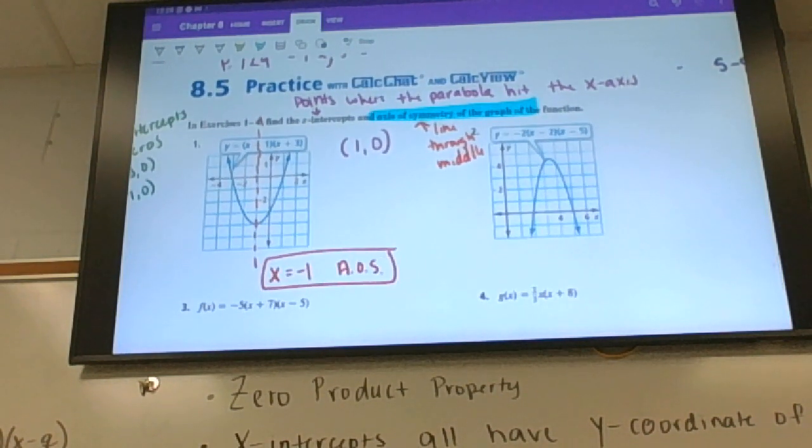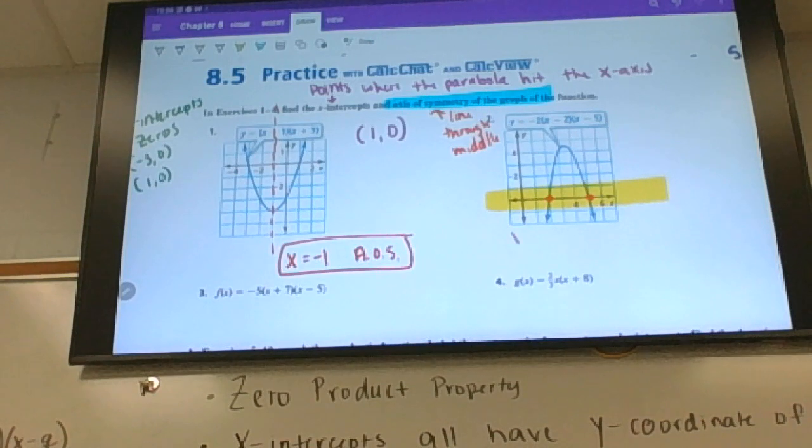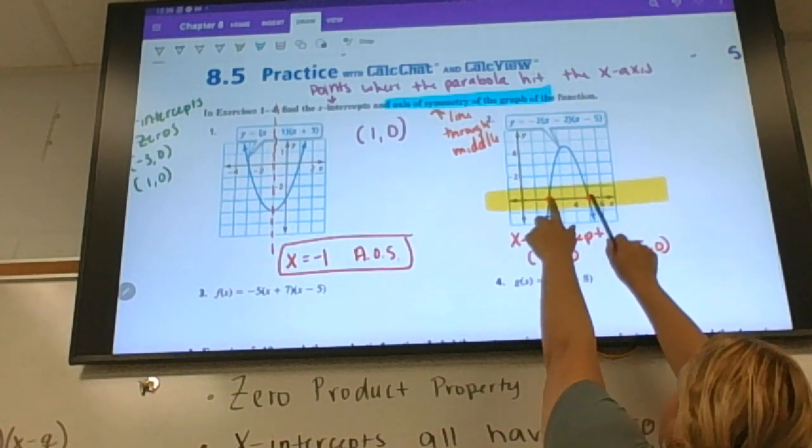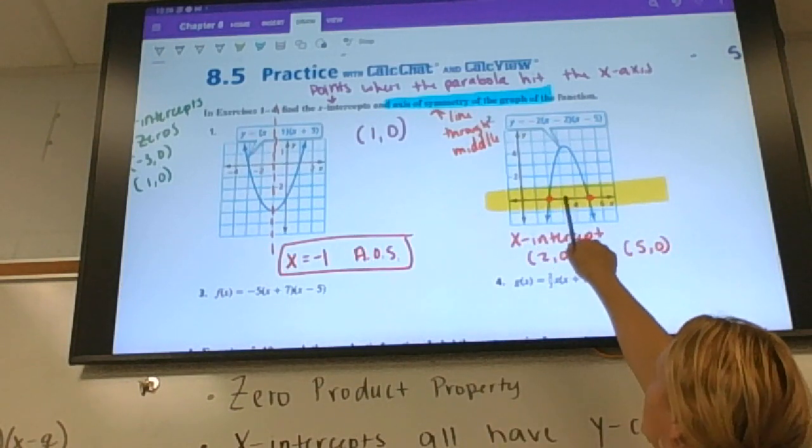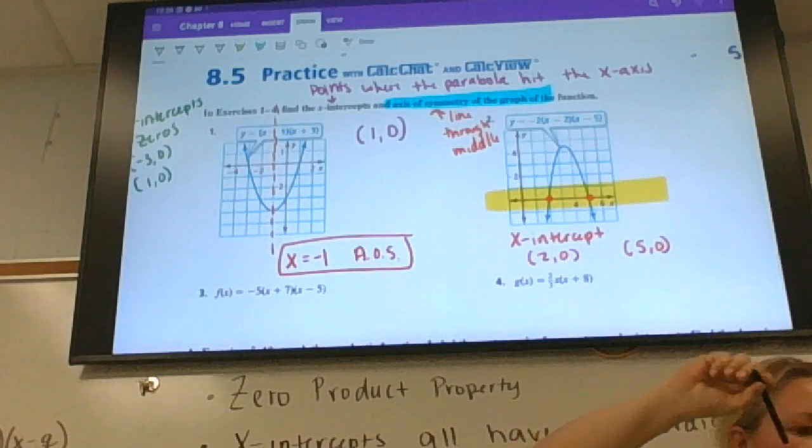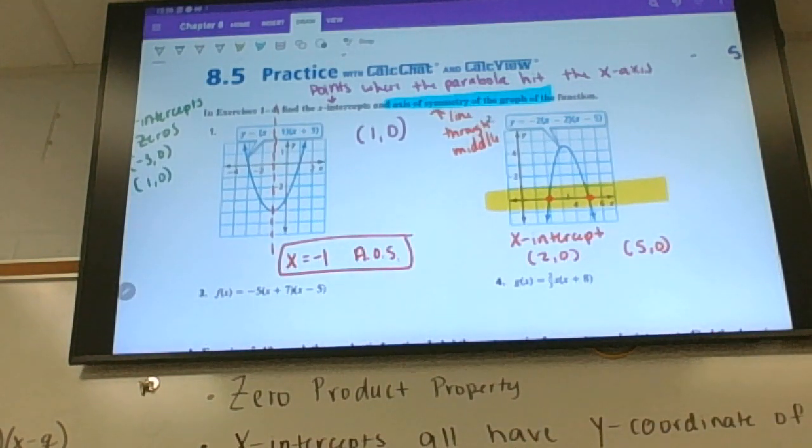Okay. So x-intercepts are going to be on this yellow line where the x-axis is. It's where the parabola moves through the yellow line. So I see one x-intercept, which is also called a zero, at (2, 0), and another one at (5, 0). And now I can look for the center of those. It's in the middle of the blue grid lines. Yeah, let's go with the 0.5.